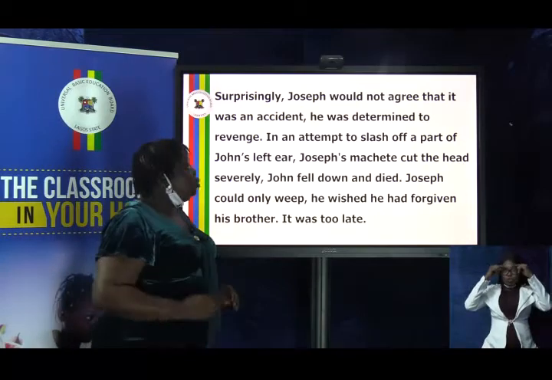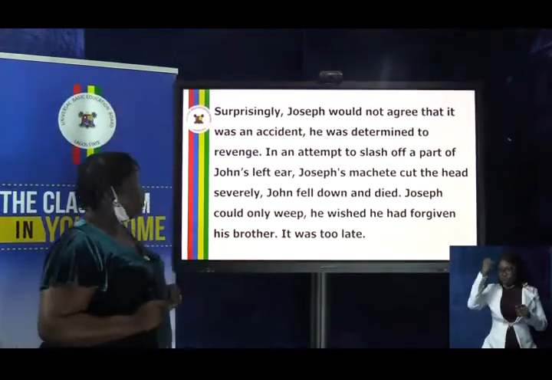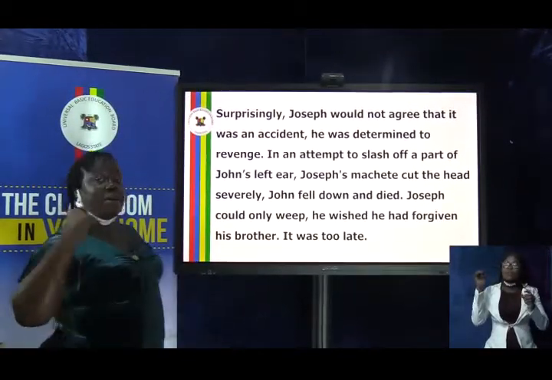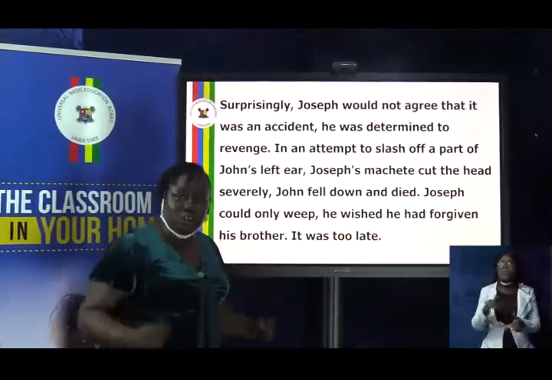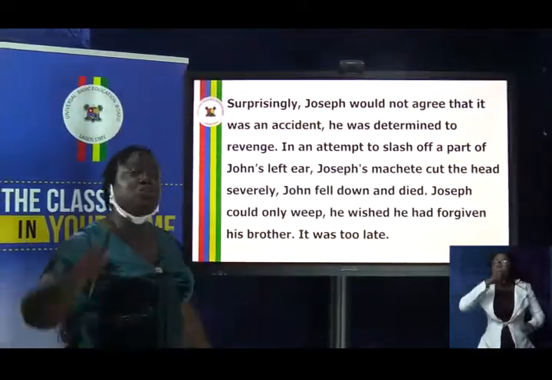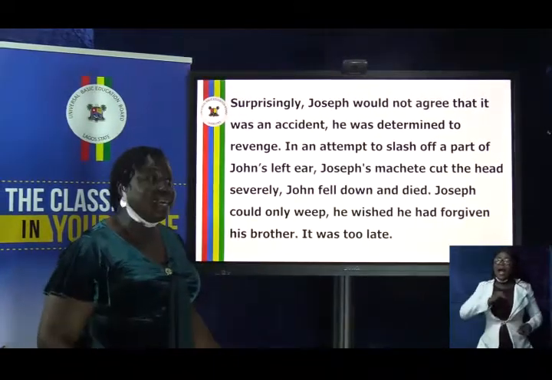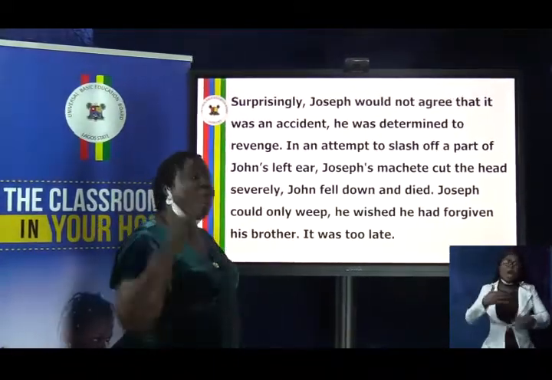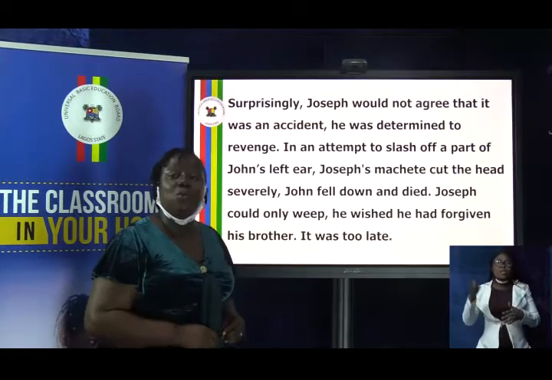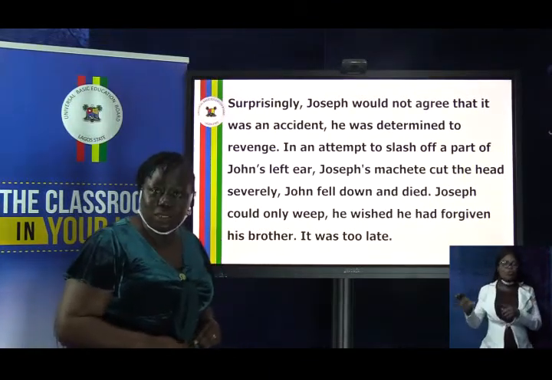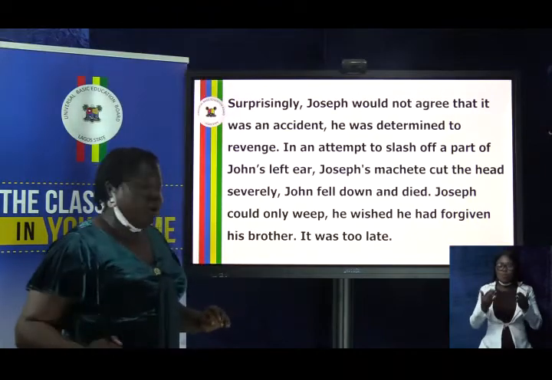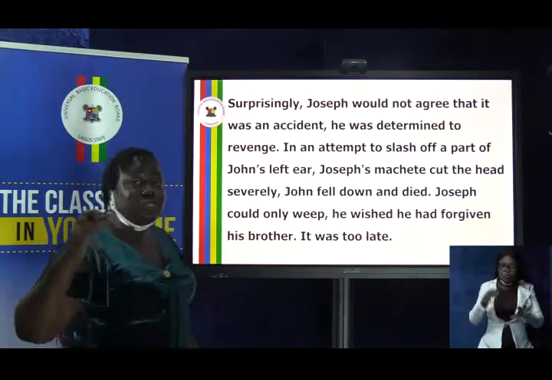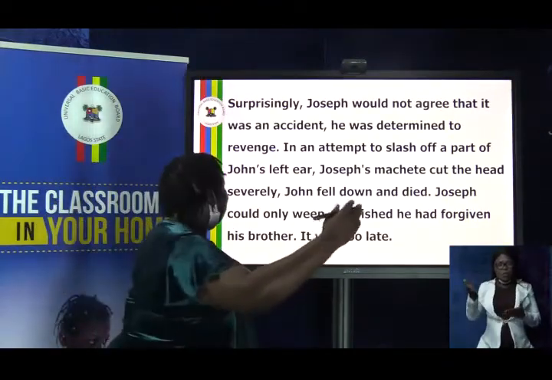Surprisingly, Joseph would not agree that it was an accident. He was determined to revenge. No, I won't take that. You have injured me. I want to do my own again. I want to do it to you too. He was ready to do what? To revenge.